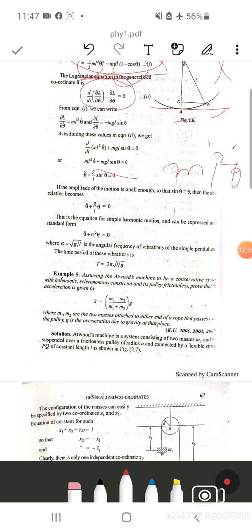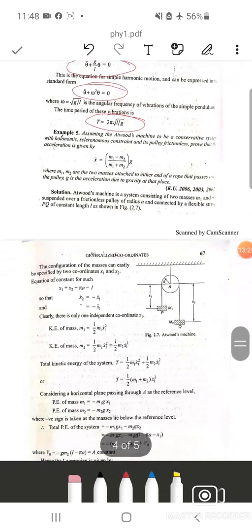And as theta is very small, sin theta can be taken as equal to theta, then this will be theta double dot plus g by L theta is equal to 0. Similarly, as we have compared in the last numericals with the general equation theta double dot plus omega square theta is equal to 0, we can find the time period of the pendulum. So omega square will be equal to g by L. So from here T will be equal to 2 pi square root of L by g. That is the time period of this one-dimensional simple pendulum.